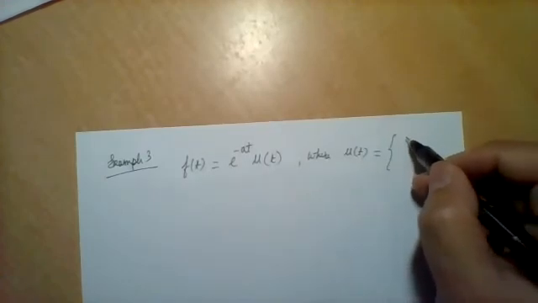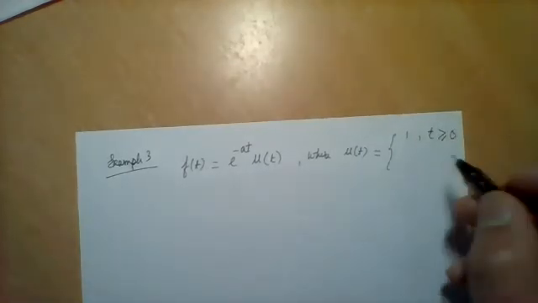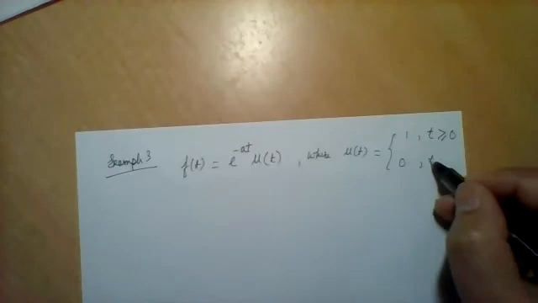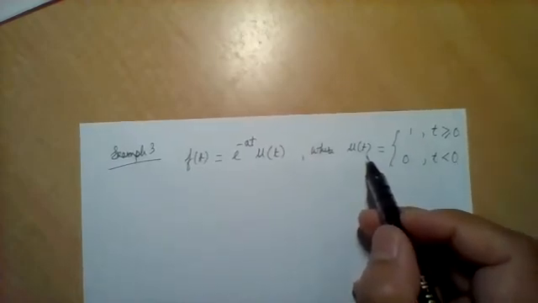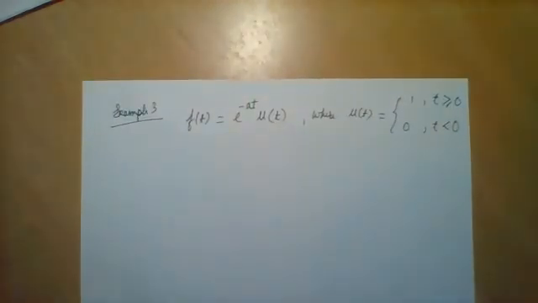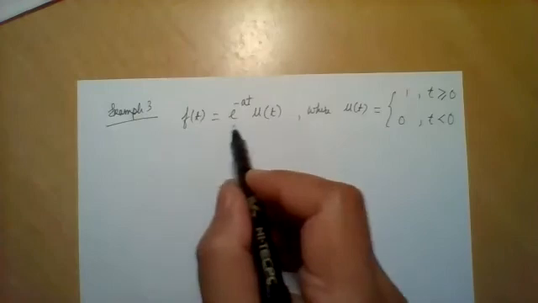u of t is equal to 1 when t is greater than or equal to 0, and equal to 0 when t is less than 0. This is the unit step function which we discussed earlier in our Laplace transform. So let us find the Fourier transform of this function.